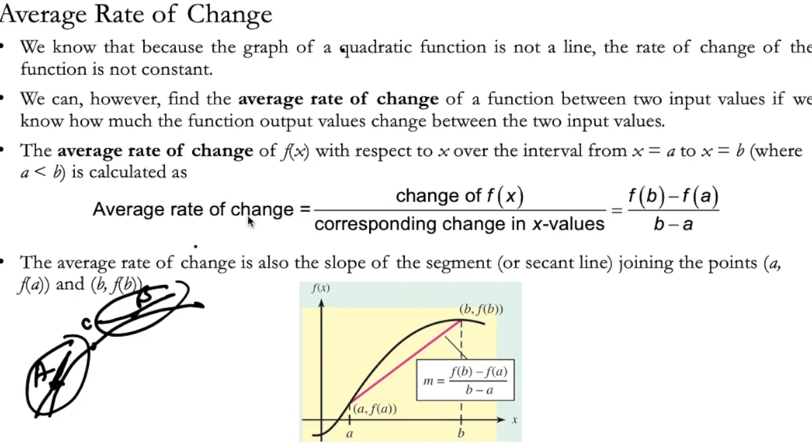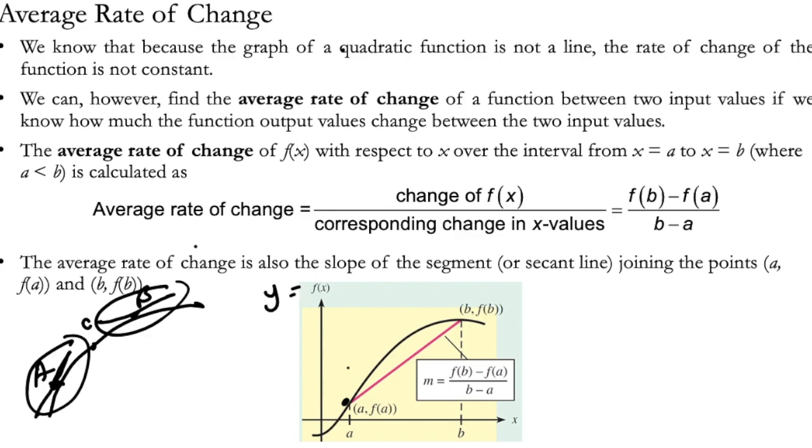Okay, so the average rate of change is basically, let's say we have 2 points. The first point is here. We call it point A for the horizontal value x and f(a) for the vertical value of f(x) or y. Let's say this is y equals f(x).